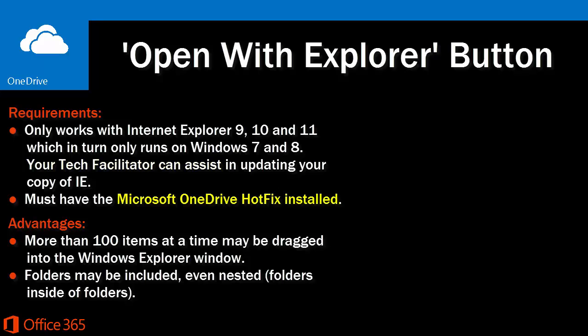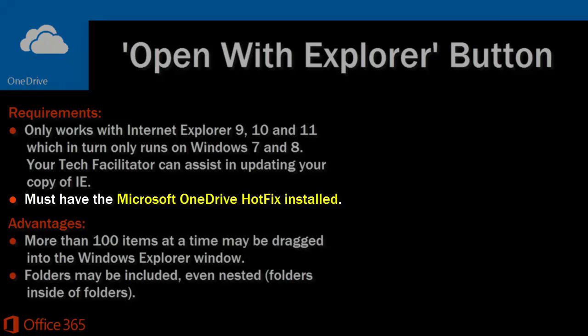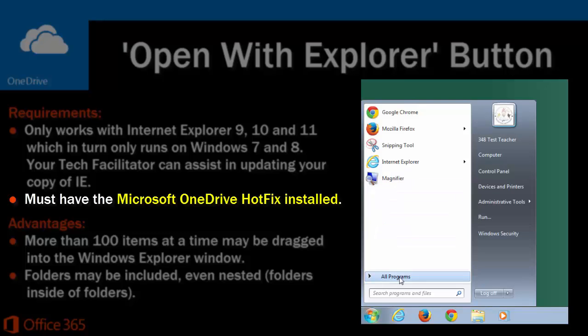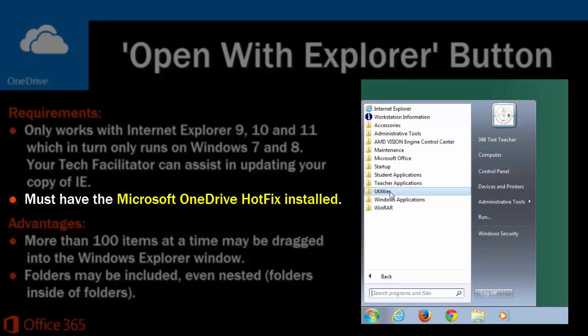We're about to watch a video now of how you would go about installing that hotfix. In order to run the patch, go to your Start button, All Programs, Utilities, and the name of the patch is OneDrive Hotfix. Simply click on that and it will silently install. Note, if you have two versions of OneDrive, try running both of them. One of them may error out, but the other one should fix it.